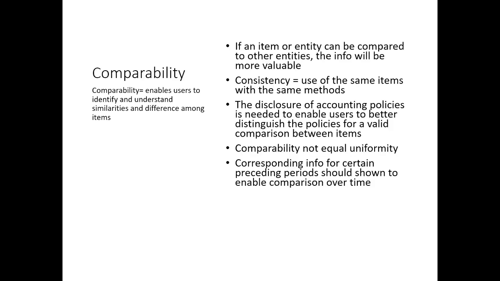Comparability. Comparability means that it enables users to identify and understand similarities and differences among items. If an item or entity can be compared to other entities, the info will be more valuable. Consistency is defined by the use of the same items with the same methods. The disclosure of accounting policies is needed to enable users to better distinguish the policies for a valid comparison between items. Comparability does not equal uniformity. Corresponding info for certain preceding periods should be shown to enable comparison over time.